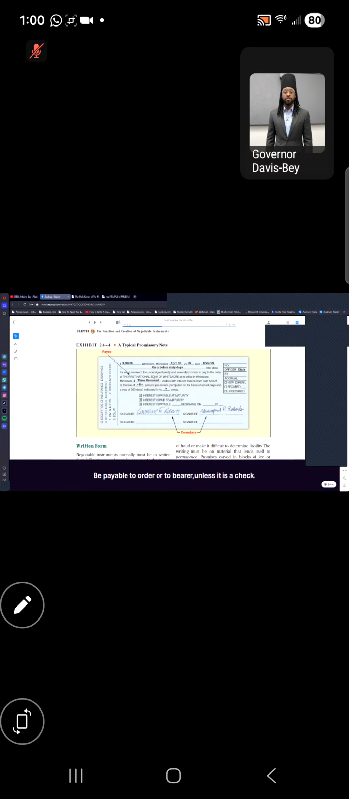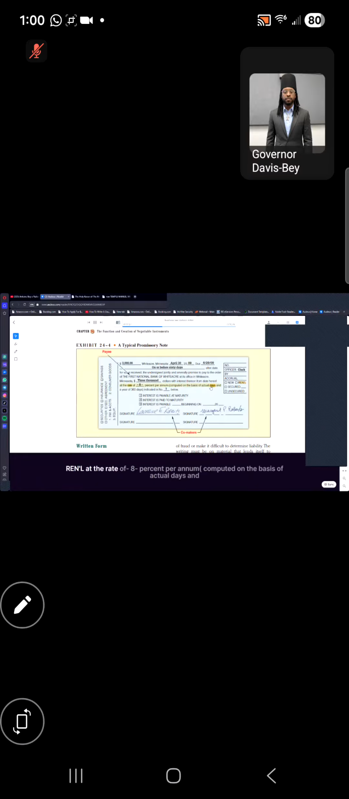And you got all this language in there. You notice how it says computed. This is how they let you know they doing their computations, that it's computed on the basis of actual days, at the rate of 8% per annum. Basis on actual days in a year of 360 days. That's significant because it's 365 days in a year. And they letting you know that you are contracting outside of natural law. You are contracting on their computed time.